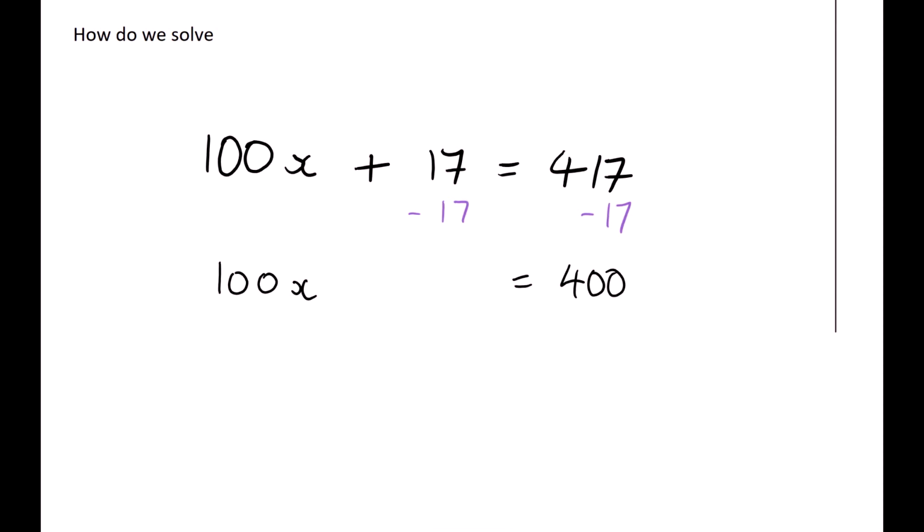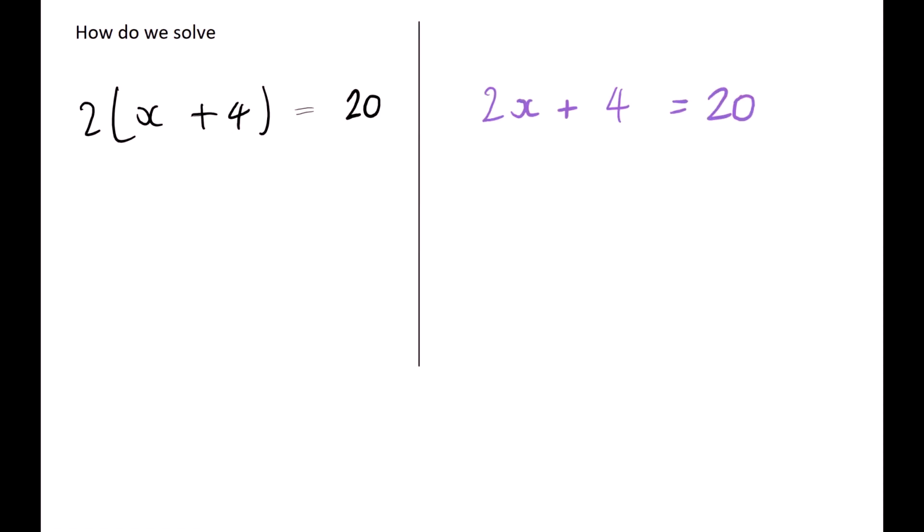I've now got 100x equals 400, so I want to divide both sides by 100. Which tells you that x, or 1x, is going to equal 4, so x is 4.